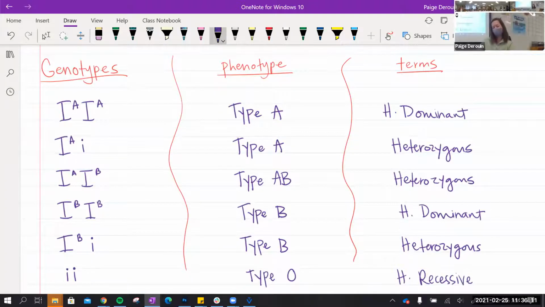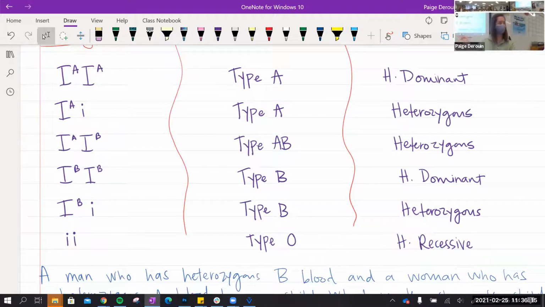Okay, perfect. So now when you're doing these practice problems, this will be a nice thing to refer back to because you'll be able to say, okay, the problem says the mom is heterozygous type A, so these are the letters you should use. Now let's try it. Ready? Can I scroll down?